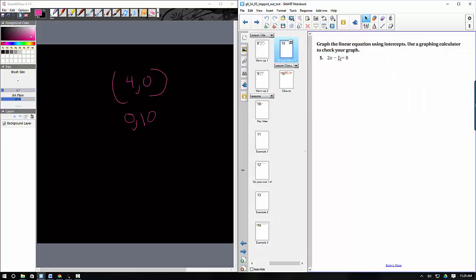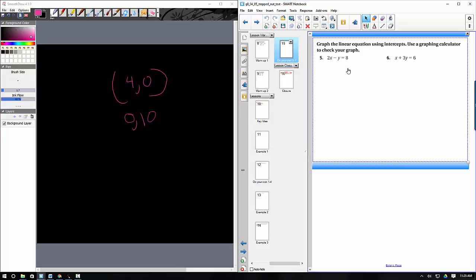And here's the last example here. So graph the linear equations using the intercepts. So go through and practice this. Here are 3 problems. Try to figure them out, and I'll press play when you're finished graphing them. All right, here are the answers.